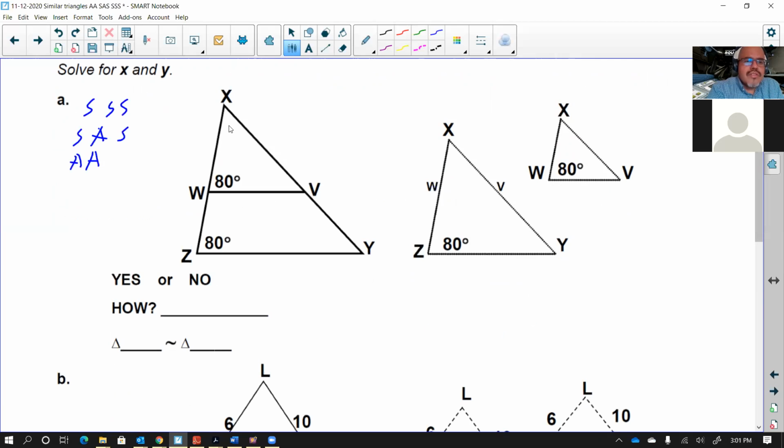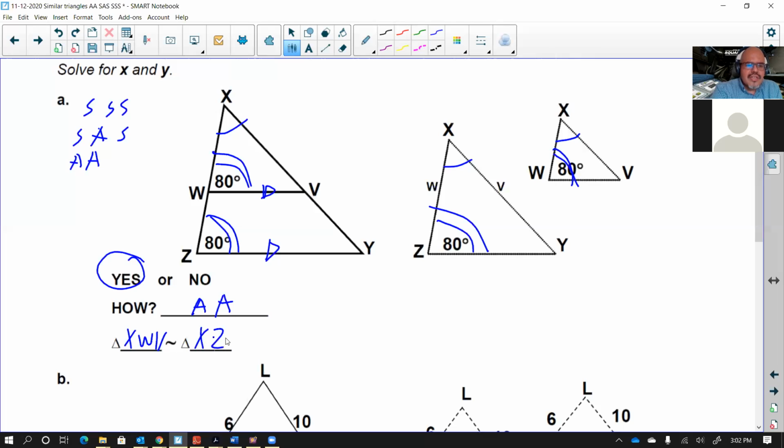Okay? So these two triangles are going to share this angle. So that means that angle X is congruent to angle X. So in this case, this angle, which is 80, is equal on both of the triangles. Also, because that's equal to 80, that means that this side and this side are both parallel. There are a couple more things we can assume, but that's a little bit too much. But we definitely have AA similarity. So it's yes, AA similarity, and let's name it by the information we have: XWV and XZY.